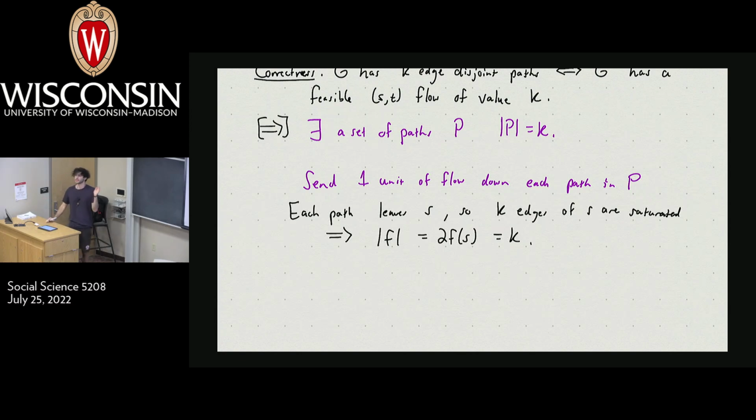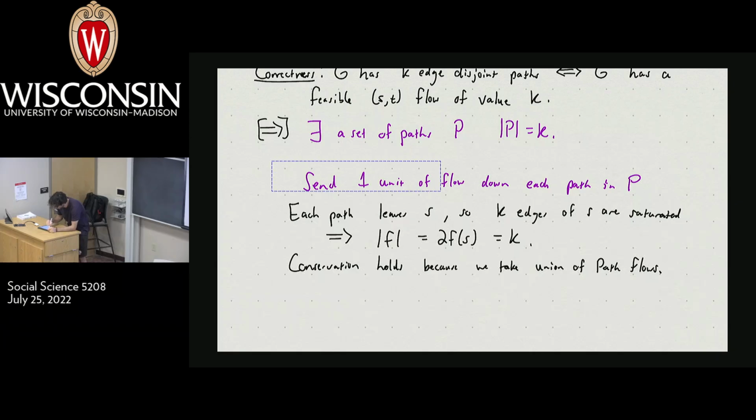Conservation holds just because we're sending paths of flows. So remember we talked about last time, if you send a single unit flow from S to T, that's called a path flow, and it's always a flow. You have 1 entering every node, you have 1 leaving. So conservation holds because we are taking the union of path flows. And so the last thing we have to consider is the capacity constraints. We have to make sure that we aren't using or going over our limits.